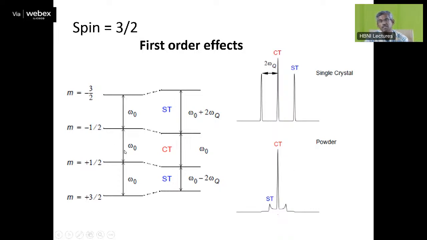This transition we call the central transition, and these two transitions we call satellite transitions. ST means satellite. So this is the ideal case. I am just showing you to get a feeling of how a quadrupole works. For a spin half nucleus we get only 1 peak. But for a quadrupolar nucleus, in the case of spin 3 by 2, we should get a triplet if it's a single crystal, or if it's a powder pattern we will get a feature according to that.